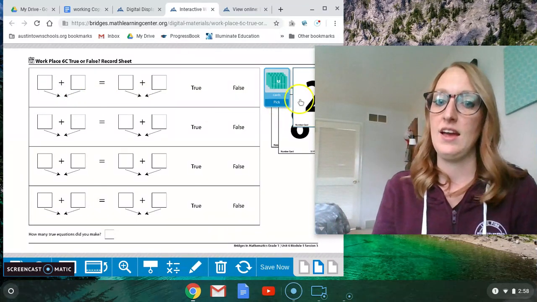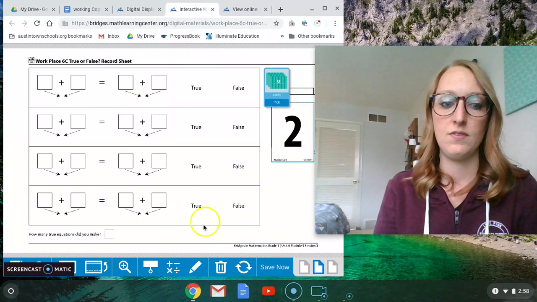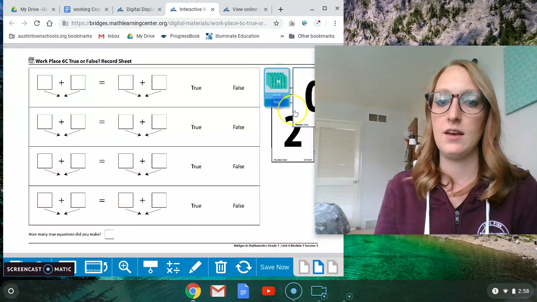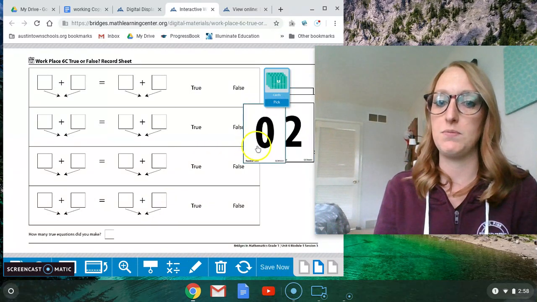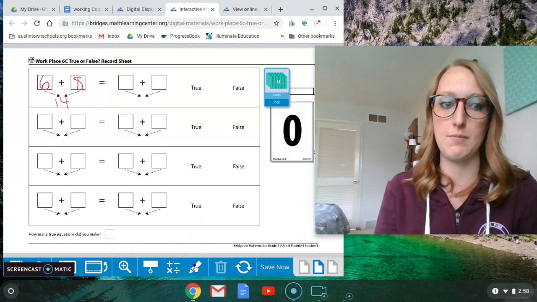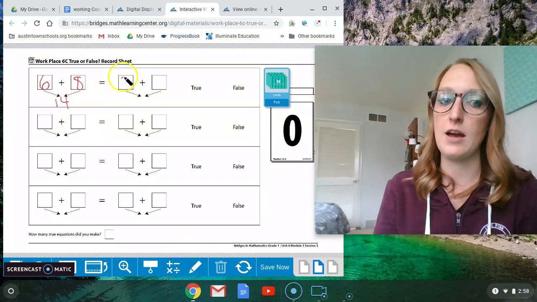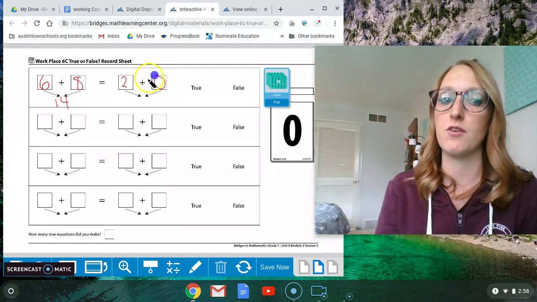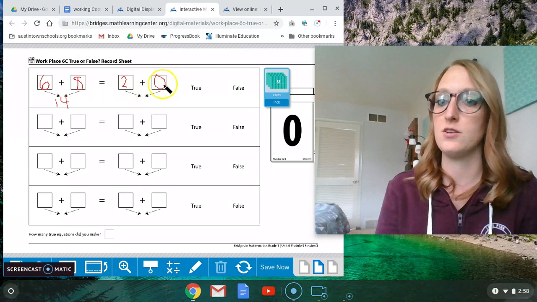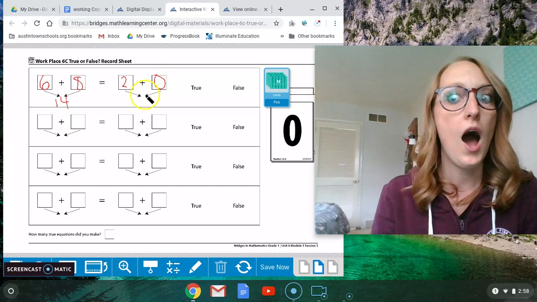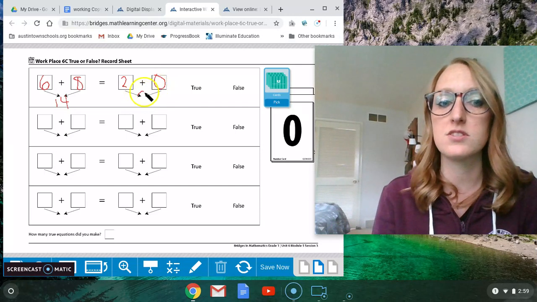I'm going to pick, and I got a 2. And I'm going to pick, and I got a 0. So I'm just going to keep these numbers here, 2 and 0. Okay, now let me get my marker out. So over here on this side, I picked these 2 numbers, 2 and 0. Now I get to add them together for my expression. Here's the 2 plus 0. That's pretty easy. What's that equal? 2. Anything plus 0 still equals itself.